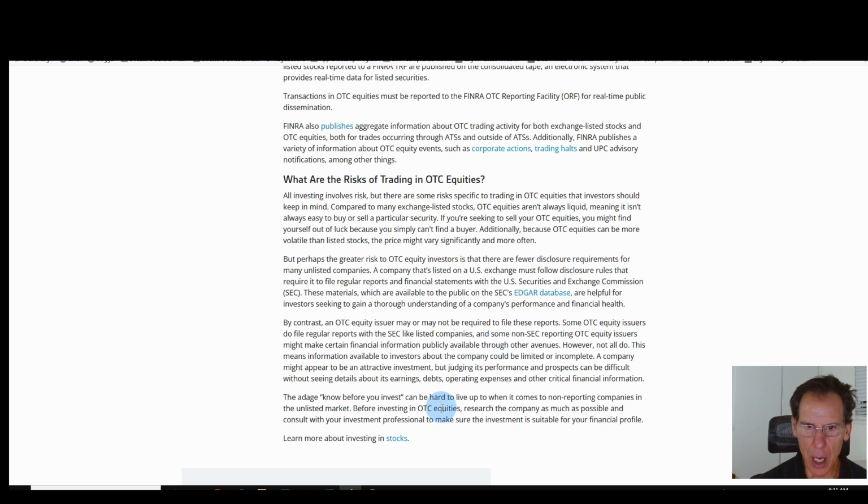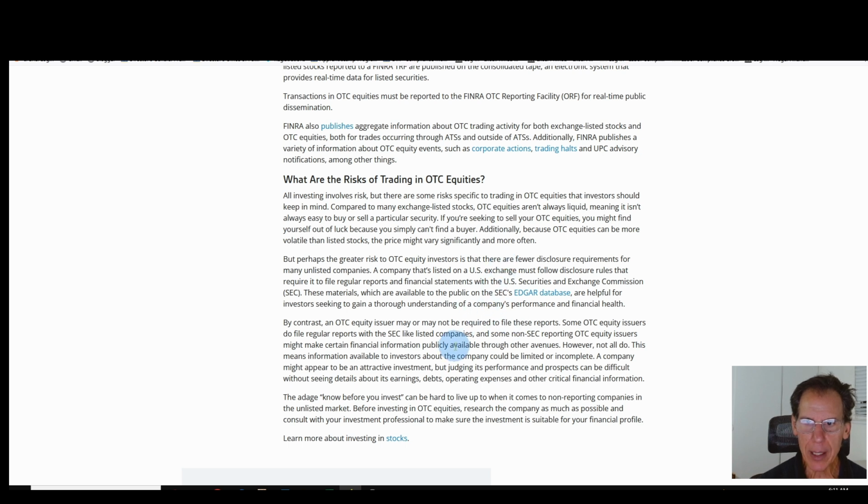The adage, know before you invest, can be hard to live up to when it comes to non-reporting companies in the unlisted market. Before investing in OTC equities, research the company as much as possible and consult with your investment professional. Make sure the investment is suitable for your financial profile.